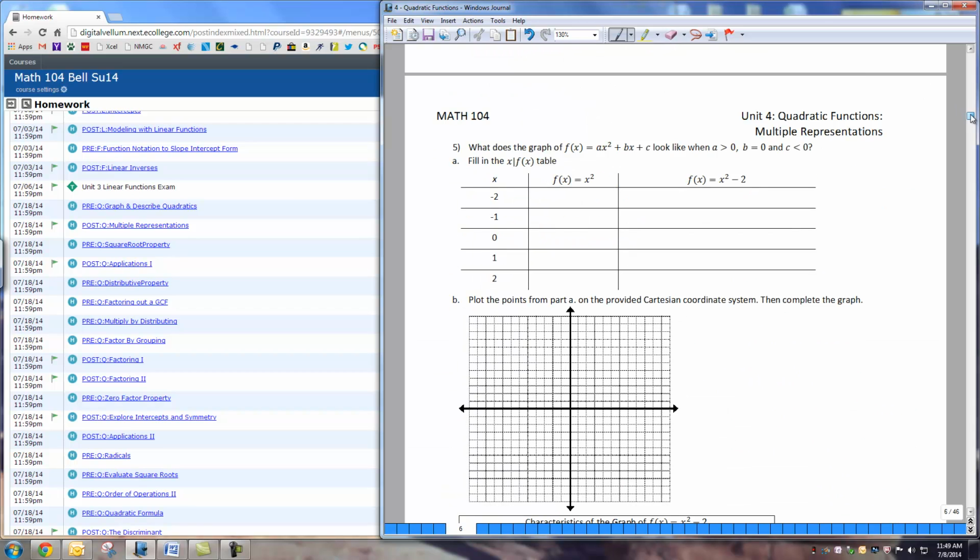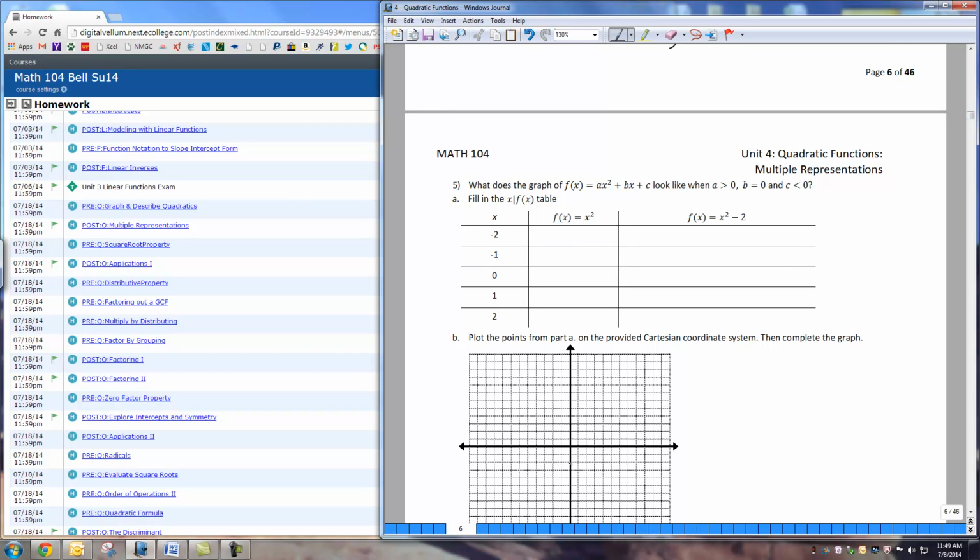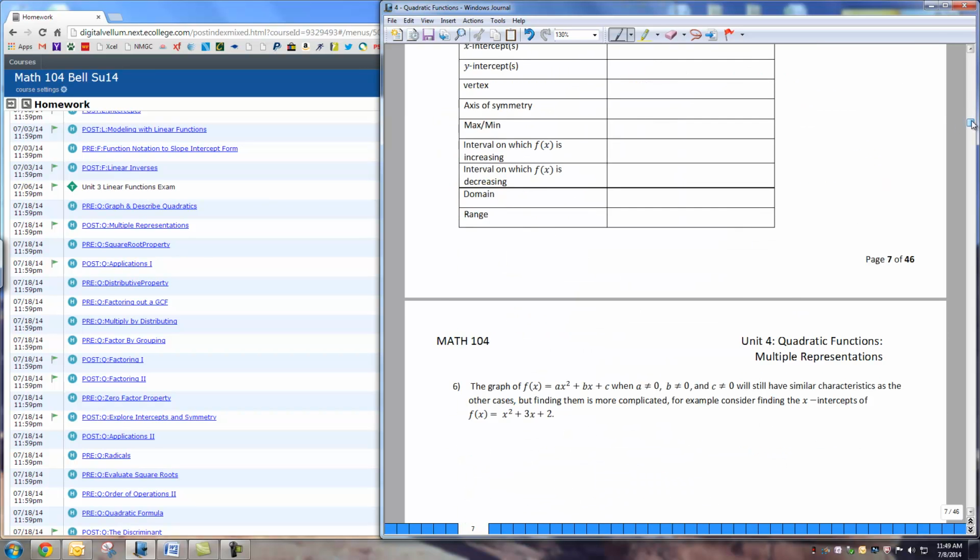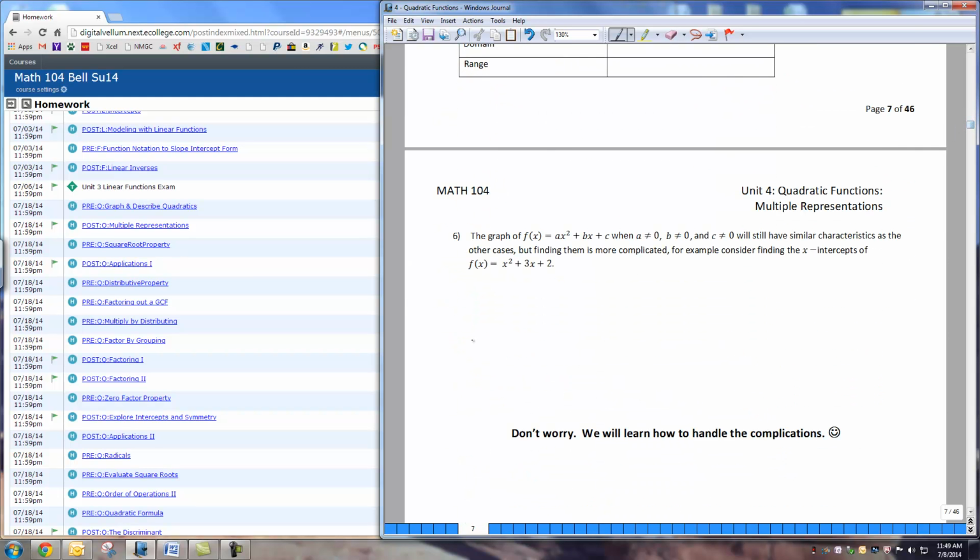This one shifts the graph down 2 units, so it's going to go through 0, negative 2, and go up this way. So notice this graph has 2 different x-intercepts. Now what happens when we have a b term? Notice here there is a 3x. That becomes a little bit more difficult to graph. And we'll find out in later videos exactly how to graph those functions.